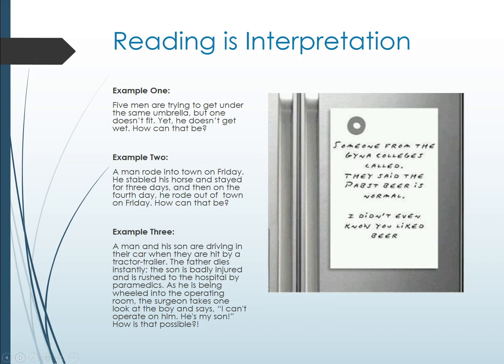In the second riddle, we're told that a man rode into town on Friday. He stabled his horse and stayed for 3 days, and then on the 4th day, he rode out of town on Friday. How can that be? Again, take a moment to think about it.